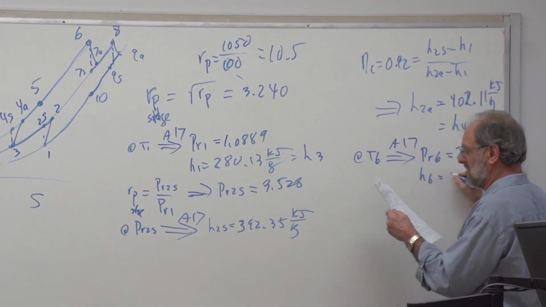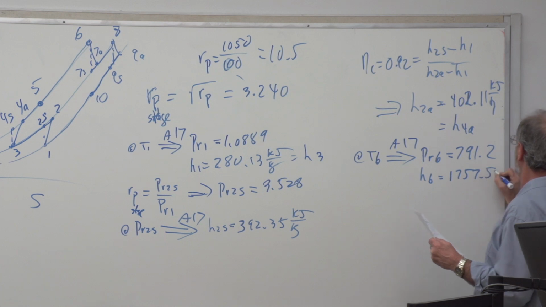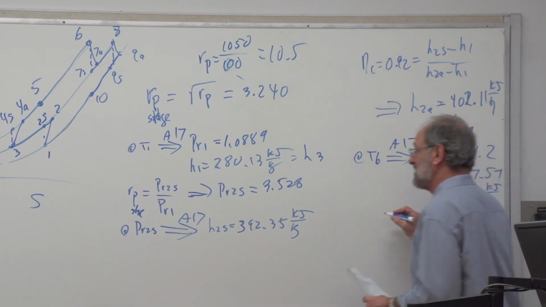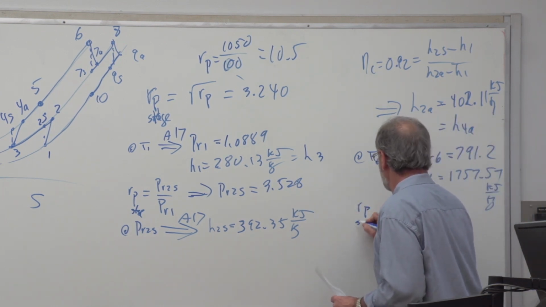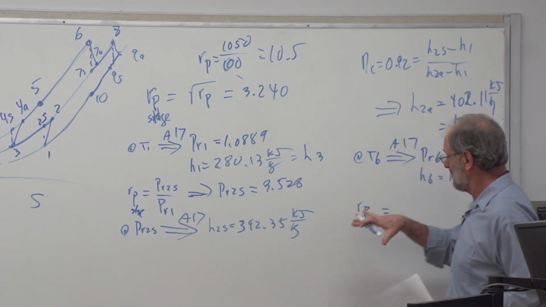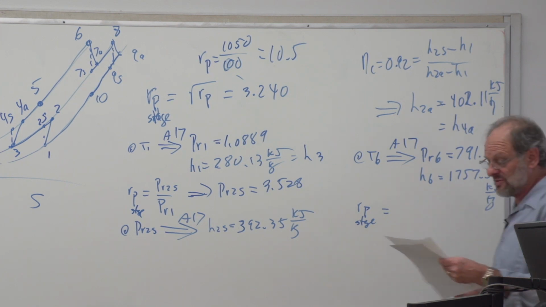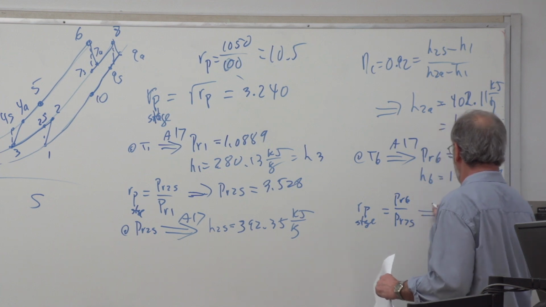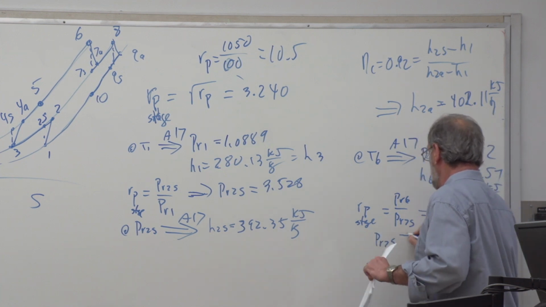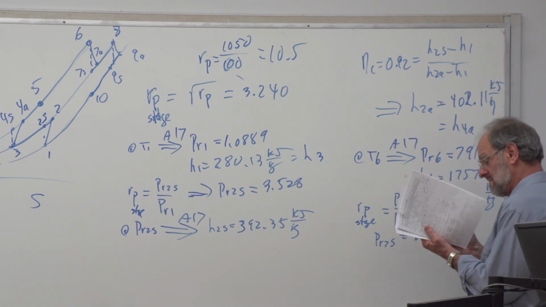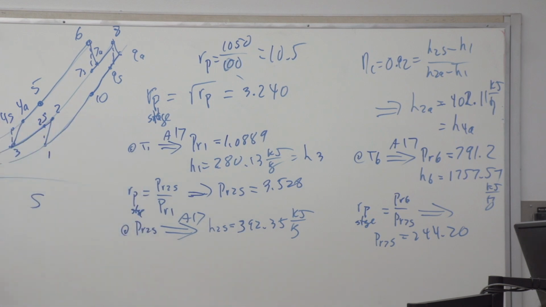And we need H6, which is 1757.57 kilojoules per kilogram. And now we're going to go through the expansion process. So the pressure ratio per stage is not just equal to the ratio of pressures, but also equal to the ratio of relative pressures. So this is PR6 over PR7s. So at 7s, the relative pressure is 244.20.